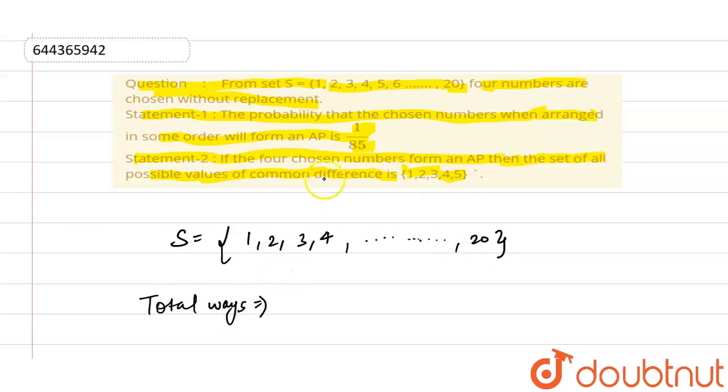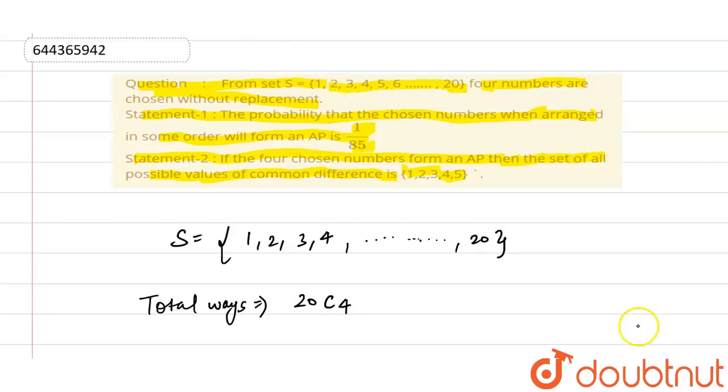So first of all, according to the question, the set is S equals 1, 2, 3, 4, up to the value 20. Now the total ways to select 4 numbers from the set of 20 is 20C4. This is the total ways of selecting 4 numbers from the set of 20 numbers.